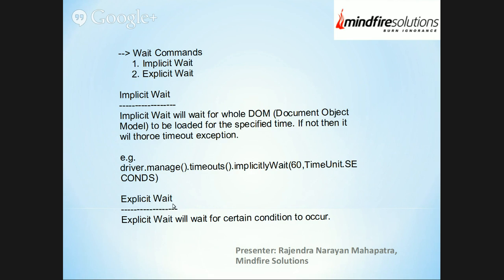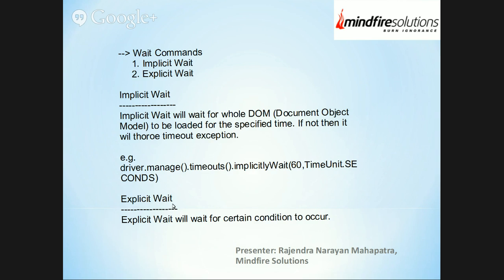And explicit wait. Explicit wait will wait for a certain condition to occur. Certain condition in the sense like wait for element to appear, wait for element to disappear, wait for element to be clickable, wait for element to be enabled, wait for alert to come. So these are explicit waits.